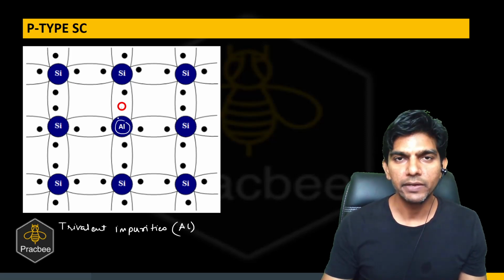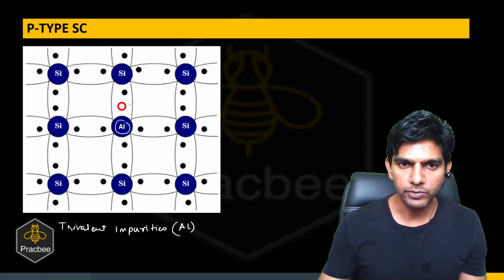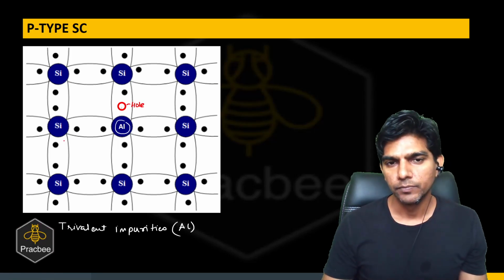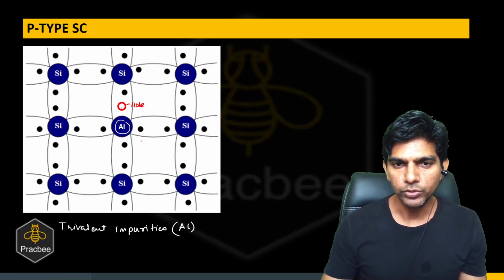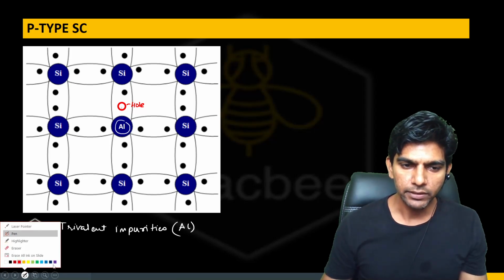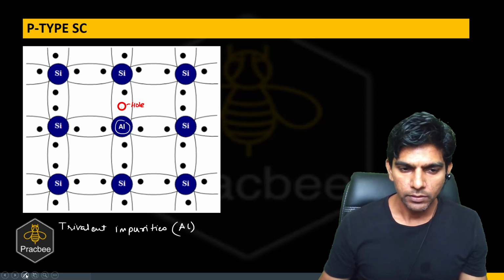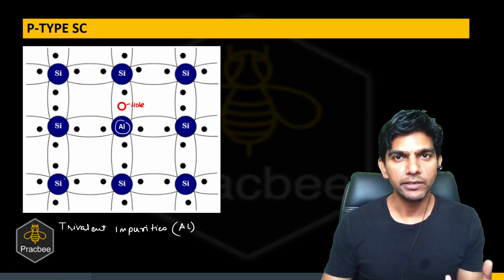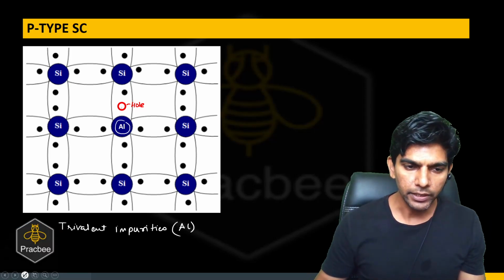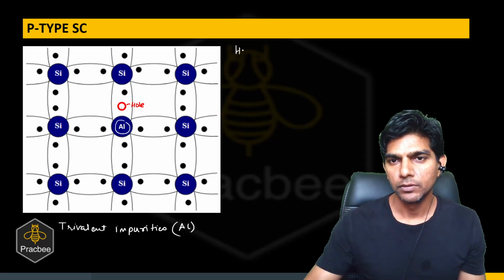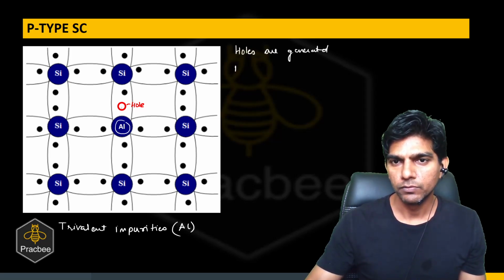And the 4th bond will have a vacancy, and this vacancy is nothing but the hole, right? So it is having a hole in the 4th bond. Now if we have say 10 aluminium atoms, there will be 10 holes created by that. And there will be some holes which are being generated intrinsically. So we can say in p-type semiconductor, holes are generated first by aluminium, second, intrinsically.